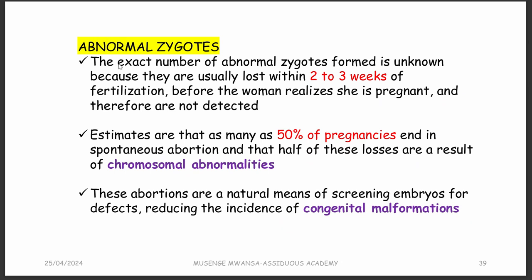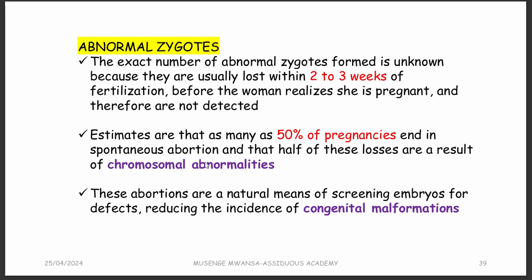So sometimes there can be abnormal zygote formation. The exact number of abnormal zygotes formed is unknown because they are usually lost within 2 to 3 weeks of fertilization. So if you are an abnormal zygote, you will not even know that you were pregnant, because within 2 to 3 weeks they would be terminated. Estimates are that as many as 50% of pregnancies end in spontaneous abortion without even knowing. And the majority of them are because of chromosomal abnormalities.